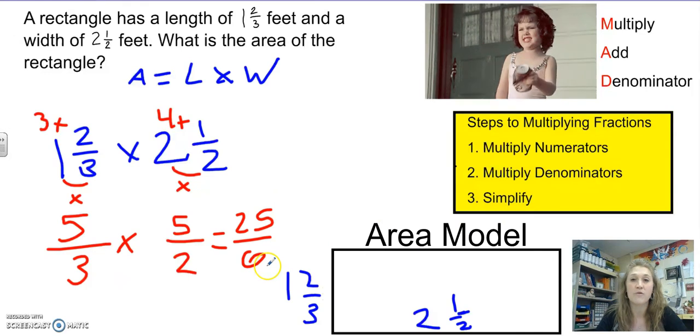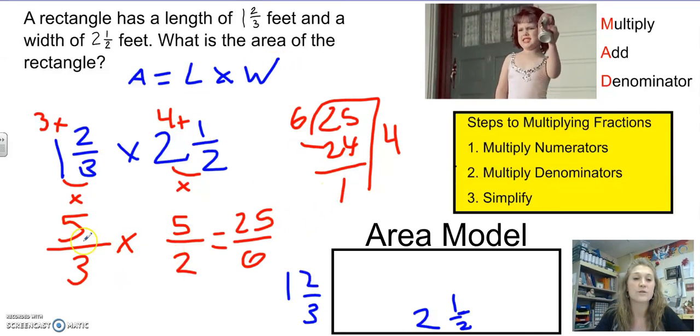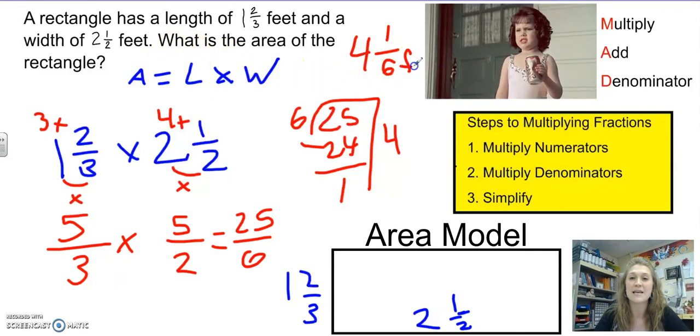Since this is an improper fraction, I now need to turn it back into a mixed number, and I do that through division. I can also read this as 25 divided by 6. And I know that 6 can go into 25 4 times, which equals 24, and I subtract with 1 left over. So the answer to 5/3 times 5/2, or 1 2/3 times 2 1/2, is 4 wholes and 1/6. So what is the area of the rectangle? 4 1/6 feet.